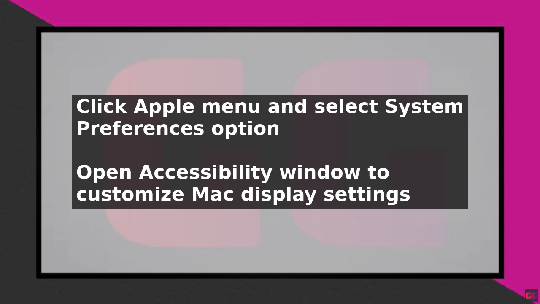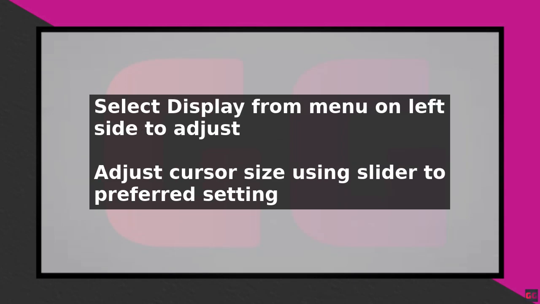Next, click on Accessibility, which is usually located at the bottom of the list in the Accessibility window. Select Display from the menu on the left side. This section allows you to customize the display settings to improve visibility.